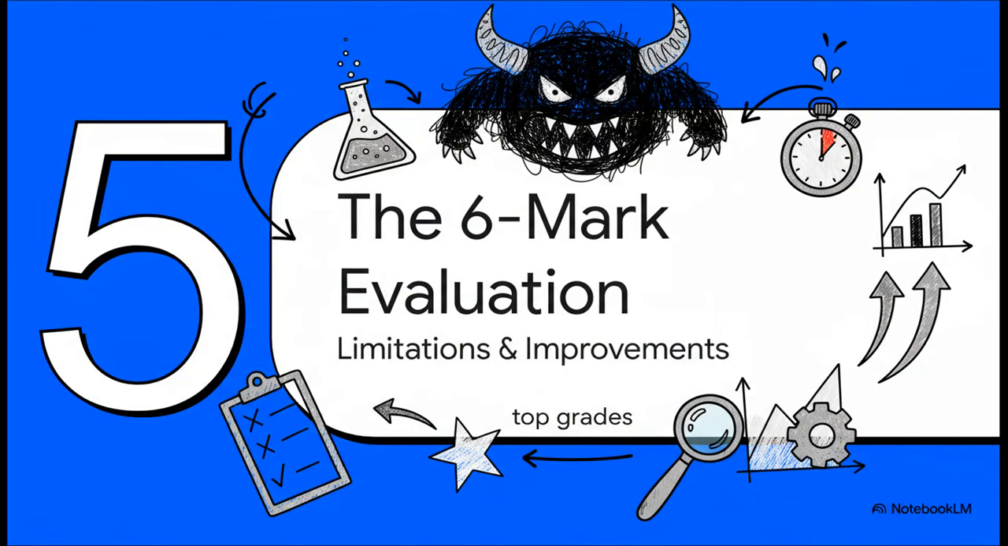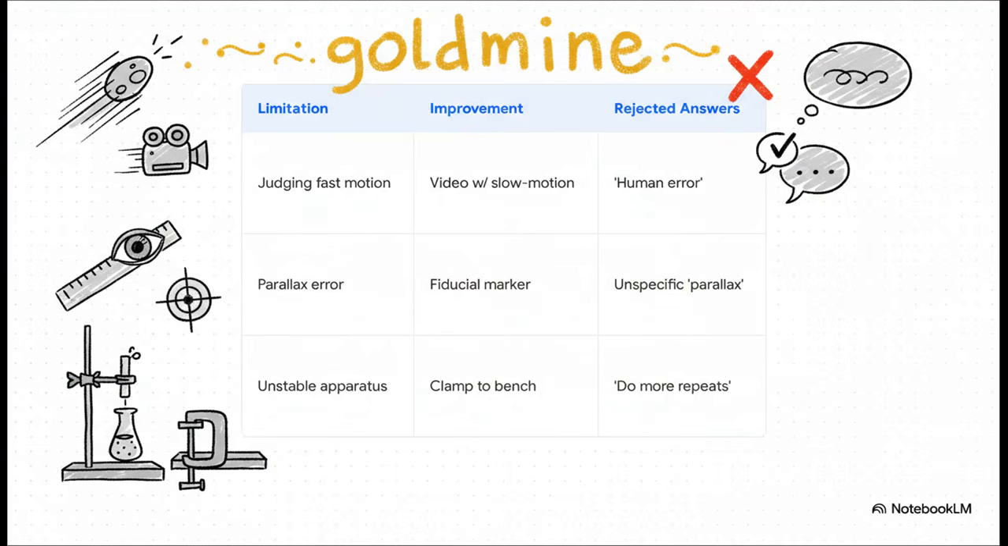And that brings us to the final boss of paper 3, the 6-mark evaluation. This is where they ask you to find the flaws in the experiment and suggest smart, practical ways to make it better. This is where an A becomes an A star. Okay, this slide is pure gold. Do not, under any circumstances, write vague things like human error or do more repeats. They are instant mark killers. You get 0. Instead, you need to be specific.